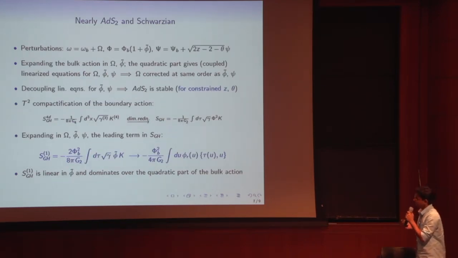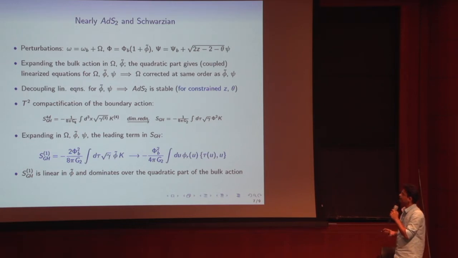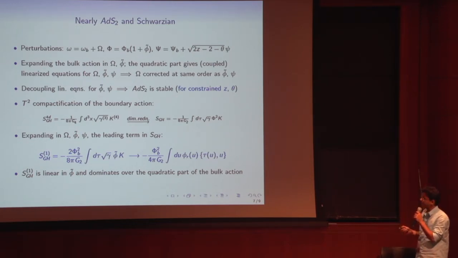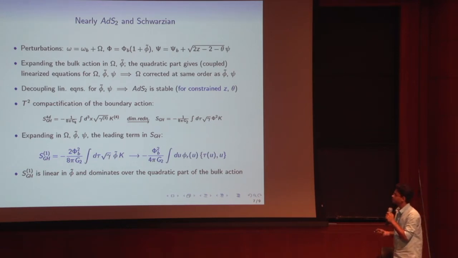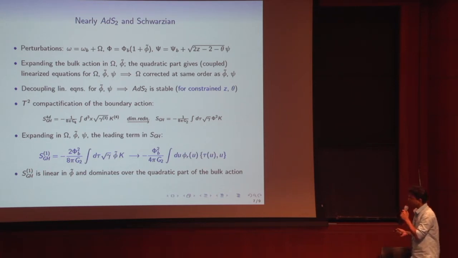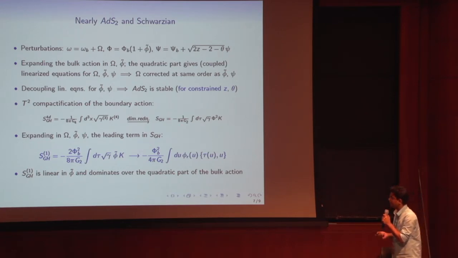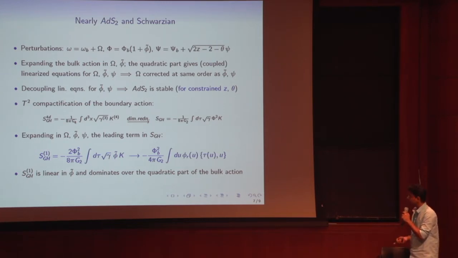To see that, turning on the perturbations to all these fields, we see that the AdS2 solution is indeed stable for the constraints on z and theta mentioned earlier. But this again happens at the quadratic part of the bulk action. From the compactification of the Gibbons-Hawking term and expanding in the perturbations, we see that the leading correction comes only at the linear order in dilaton perturbation, which gives us again the Schwarzian action at leading order.